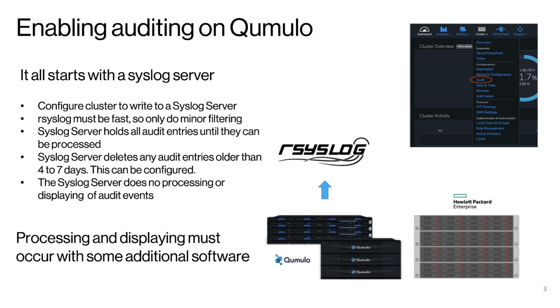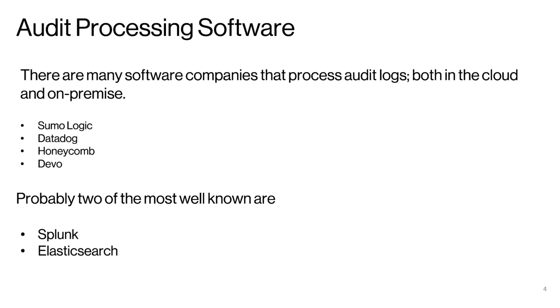Finally, it should be noted that the syslog server does no processing or displaying of audit events other than some rudimentary filtering. You will need some additional software to take those captured audit events and process them into a more consumable format. If you Google audit processing software or audit log software, you will come up with many different companies providing that service. Many of those companies provide a SaaS service for audit processing through the cloud. Probably two of the most well-known software packages are Splunk and Elasticsearch. Both of those products can be run as a service in the cloud or on-premise.